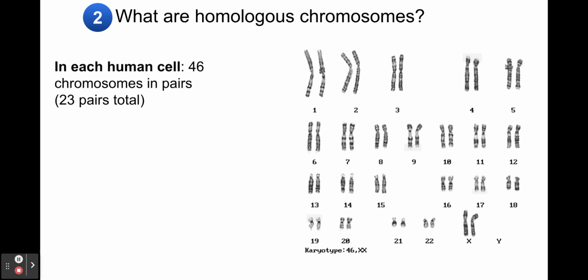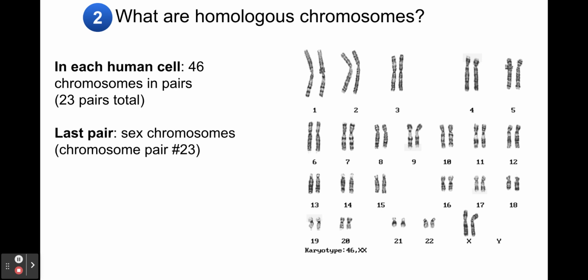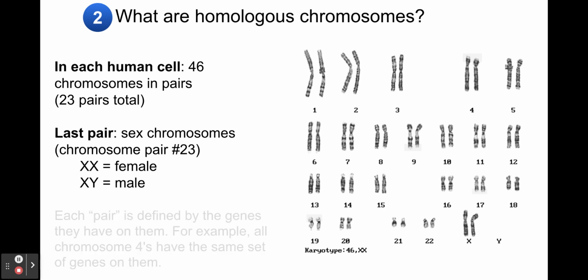So this is a recap. You already wrote this down. In each human cell, there are 46 chromosomes in pairs, 23 pairs total. The last pair is the sex chromosomes. If that pair is two identical X's, then this is a female. If there is one X and one very small Y chromosome, then this is a male.